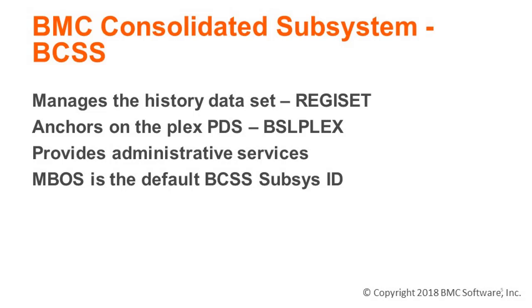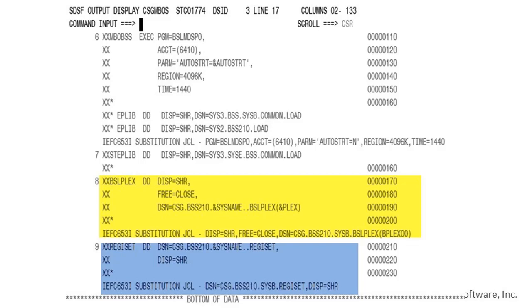The BCSS provides important administrative services to the product. 2 of the most visible are, first, the management of the history dataset. The regiset DD statement refers to this dataset. Second, the BLSPLEX DD points to the plex PDS, which contains the rules that dictate how the product will function. The BLSPLEX dataset is the same dataset you'll manipulate in the ISPF panel. It contains all the members that control the function of the product. The regiset is the repository that contains much of the activity-related history used by the product to optimize jobs.